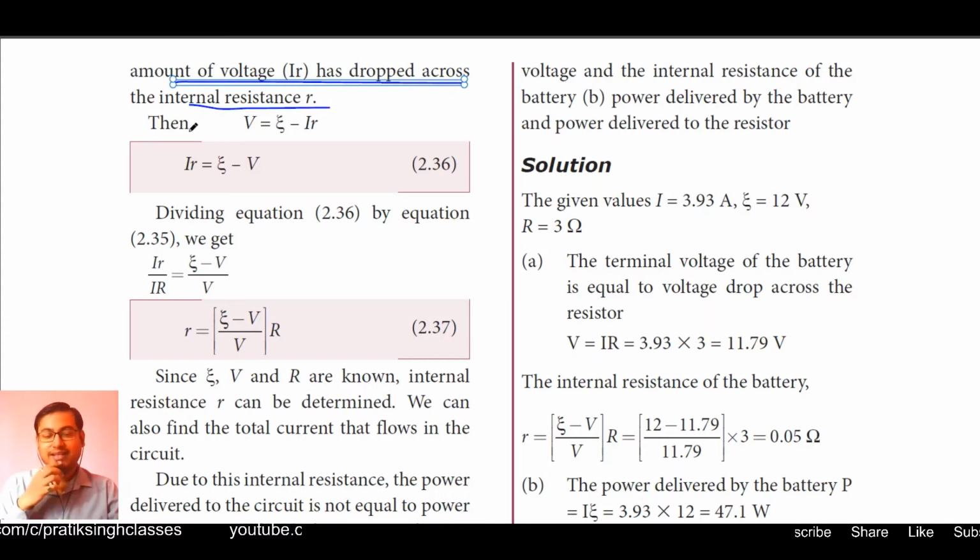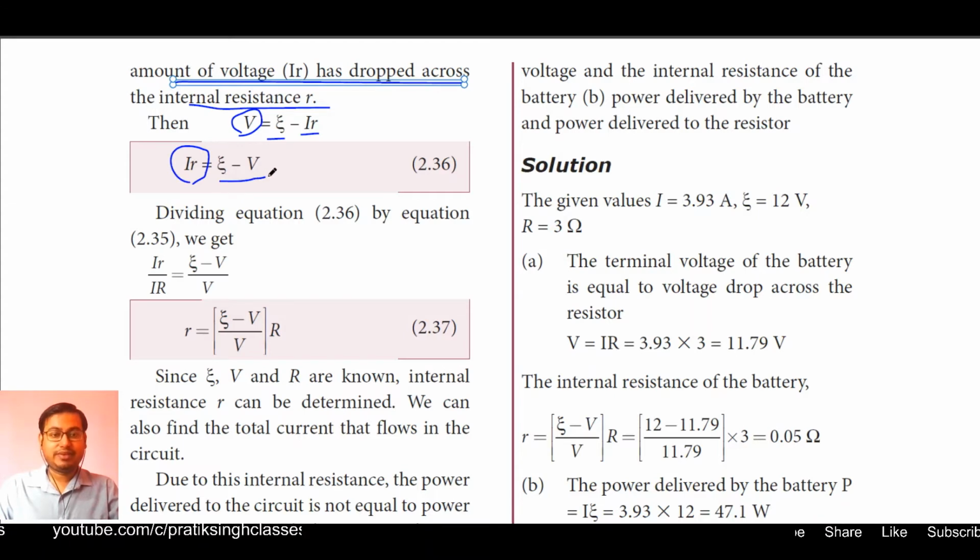So what really happens here is that when current flows in the battery, some resistance is applied by the internal material of the cell or the battery, and because of that the voltage drops. So we can say that the terminal voltage is equal to the total EMF of the battery minus the internal resistance drop, or Ir is equal to ξ minus V.